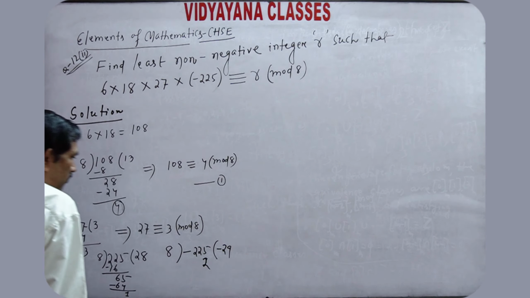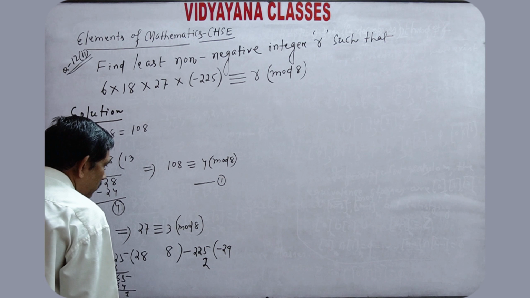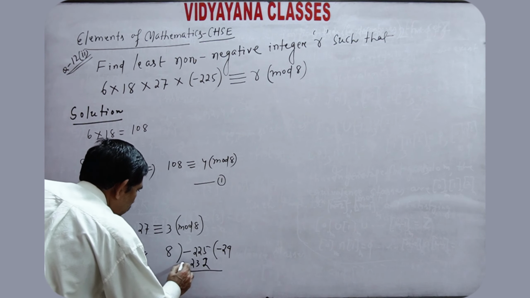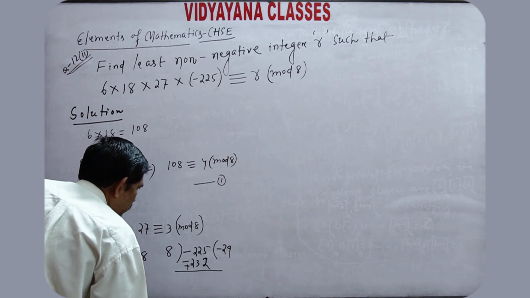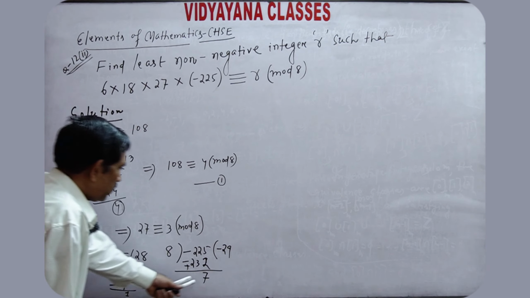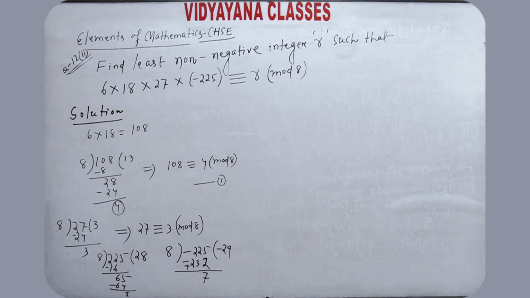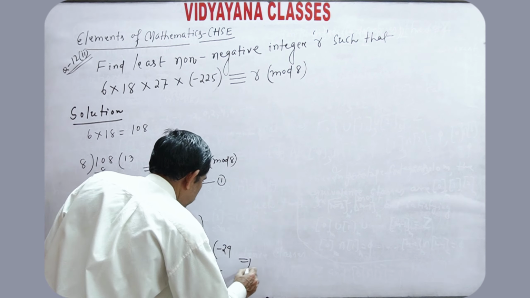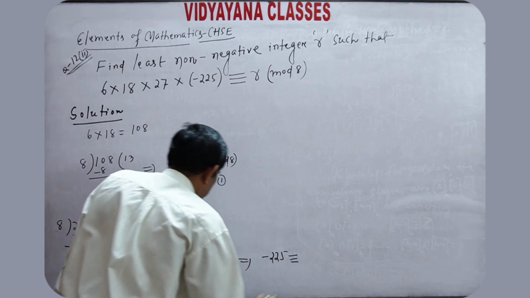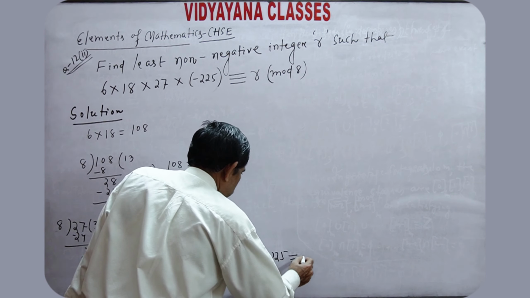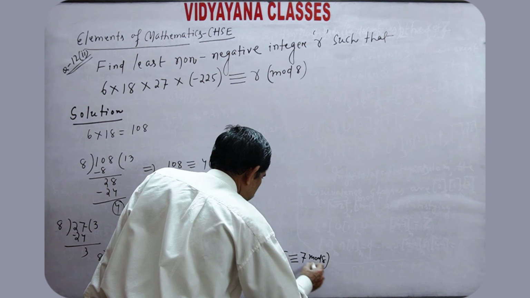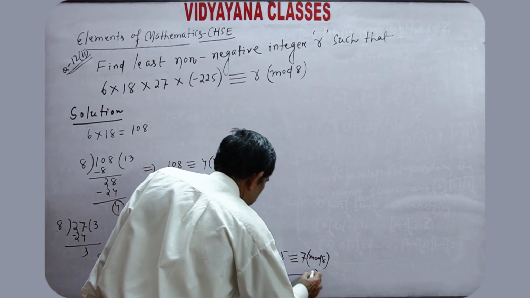8 into 29, that is equal to 232. Minus 225 minus minus 232, that is equal to 7. The remainder is 7. Implies minus 225 is congruent to 7 mod 8. It is equation 3.